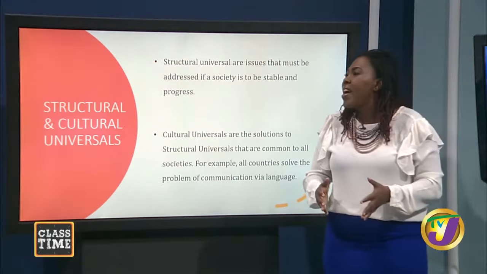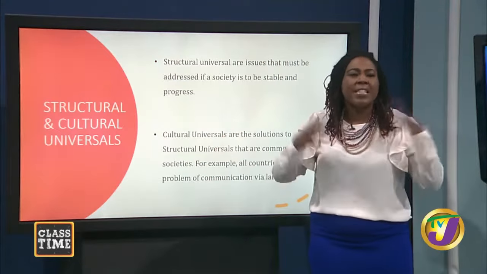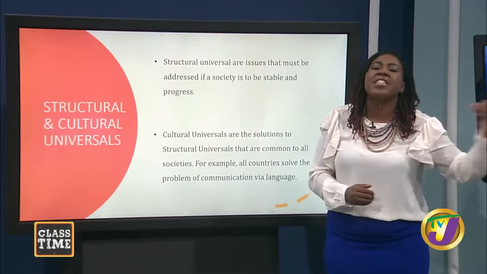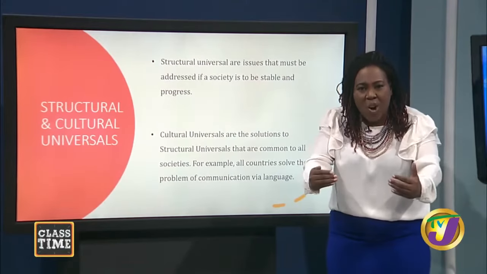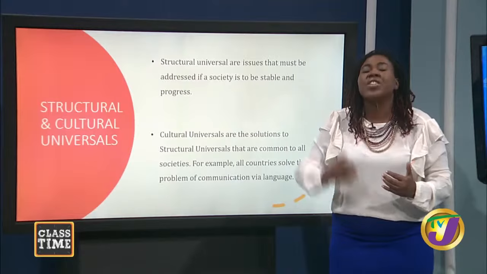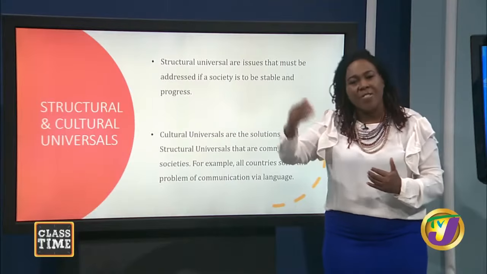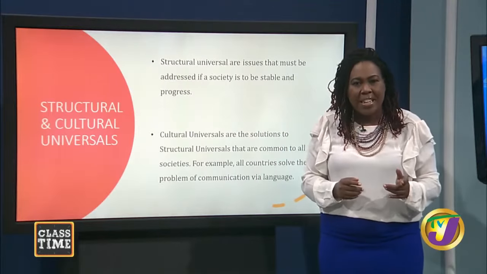You have to solve the issue of deviance. Then in every society, you find that there's a judicial system, because it is the cultural universal which solves the issue of deviance. Are you following what I'm saying?